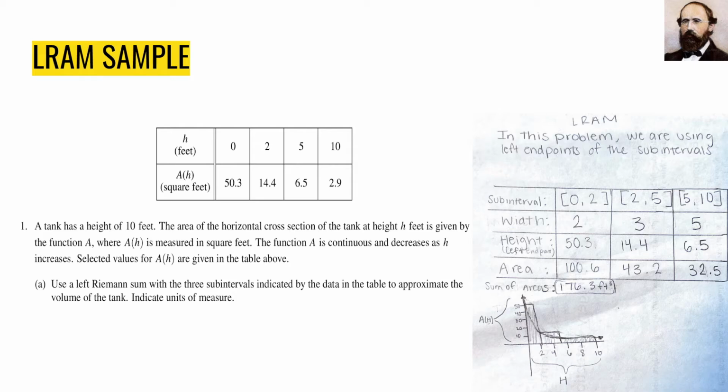And then the heights based on the left endpoints of the subintervals are 50.3, 14.4, and 6.5. And then the areas, which we get by multiplying those two together, are 100.6, 43.2, and 32.5. And then the sum of those areas is equal to 176.3 cubic feet, since it is asking for the volume. And then yeah, that's the answer.